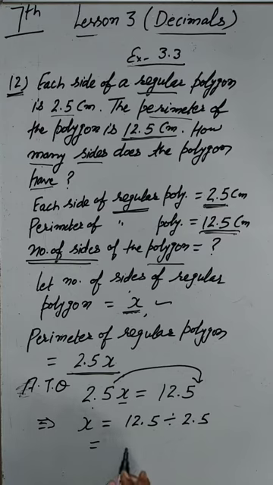Now solve it, beta. Remove the decimal. It will become 125/10, and here it will become 25/10. Understood?